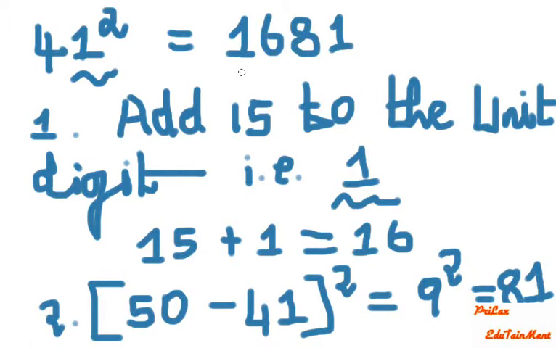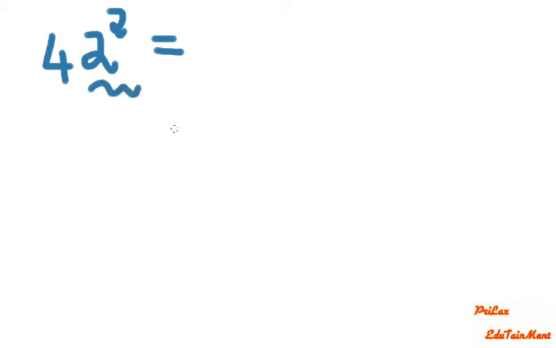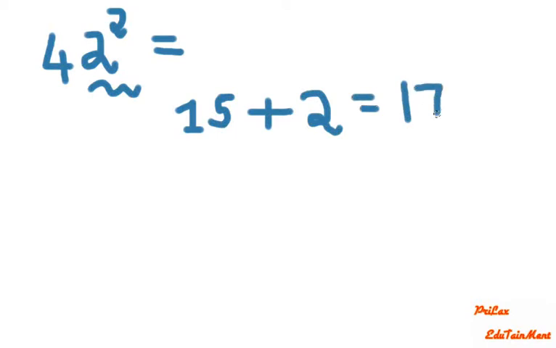Once again, we will do another sum to get the concept clear. 42 square. Remember the number 15. Just add 15 to the unit digit of the given number, that is 2. 15 plus 2 is 17. 17 represents the first two digits of the answer.